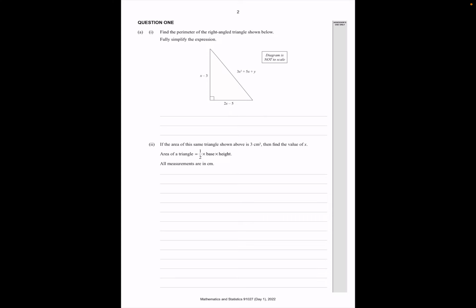And just to note, for this paper we cannot use a calculator. To abide by those rules, I won't be using a calculator when I go through this paper either. So this is a purely written paper, no calculators, no nothing. So just keep that in mind.